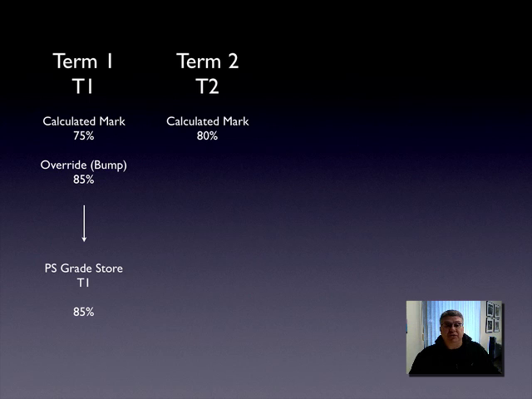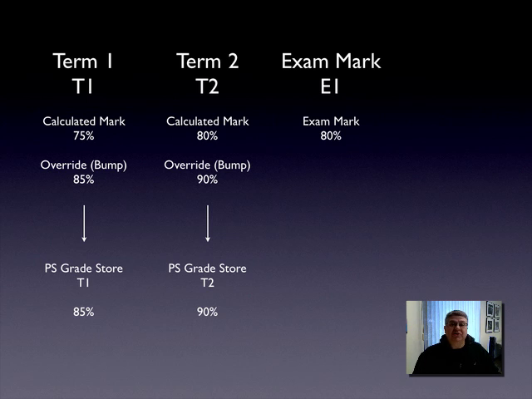At the end of term 2, the student has now earned 80%. So what we're going to do is bump that 80% to 90%. The grade store happens and 90% appears on the report card. The exam comes along, the student writes the exam, earns 80% on the exam. That mark gets put into the grade store, 80%.